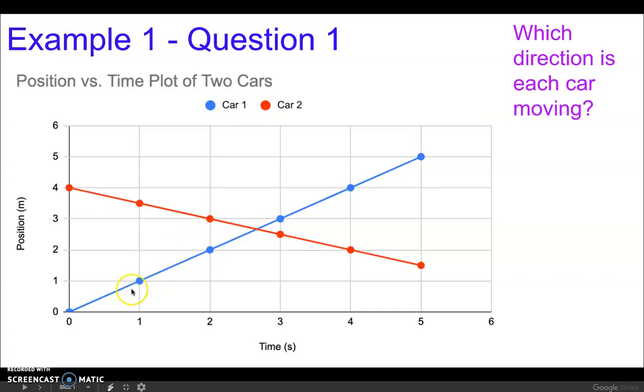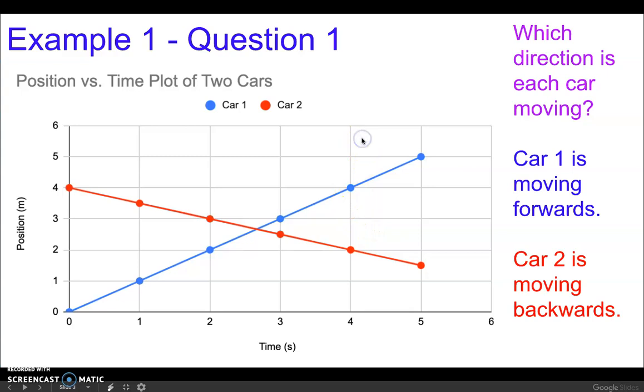Well, if we look at car 1, we can see that as we go to the right, the line is moving upwards. And that means, again, that the slope is positive. So that means that the car is moving forwards. So car 1 is moving forwards. If we compare that to car 2, we can see that as we go to the right, the line is going downwards. That means that the slope is negative, so car 2 is moving backwards. So that should hopefully be kind of a review.